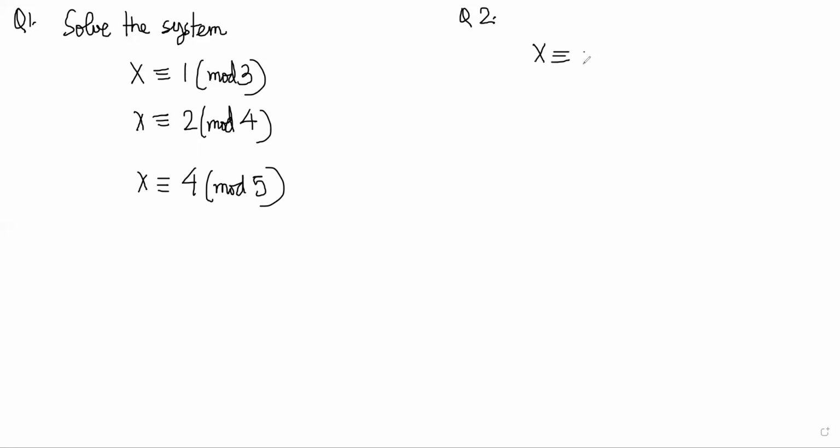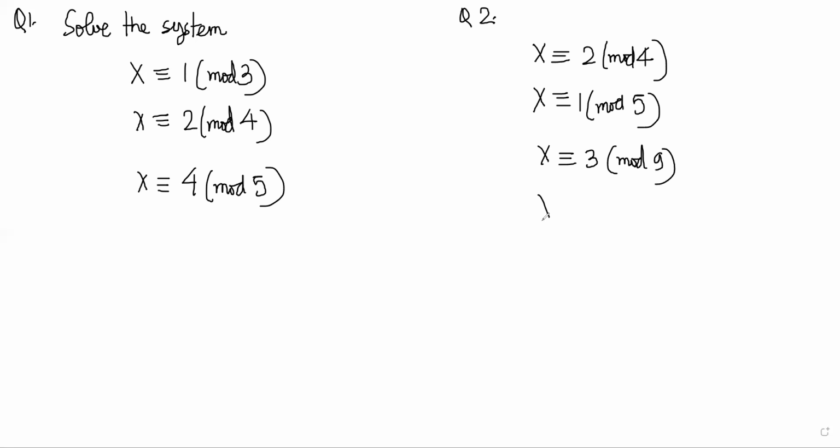x is congruent to 2 mod 4. x is congruent to 1 mod 5. x is congruent to 3 mod 9. And x is congruent to 7 mod 13. So in both the cases, we want to find the relevant x. So just use the theorem, the proof that we did, the same method to try to construct the solution.